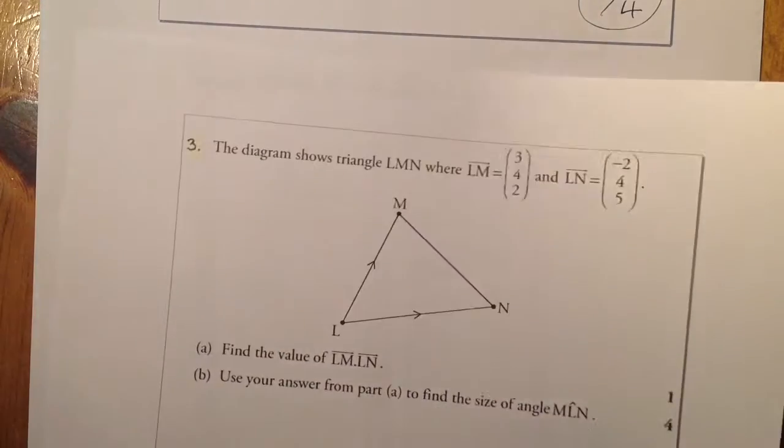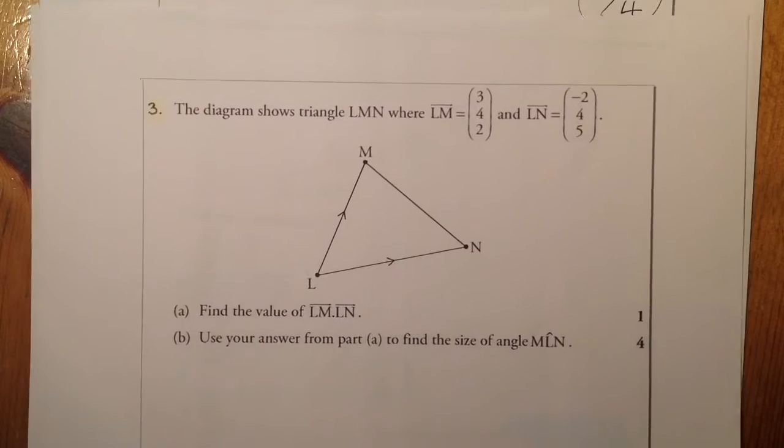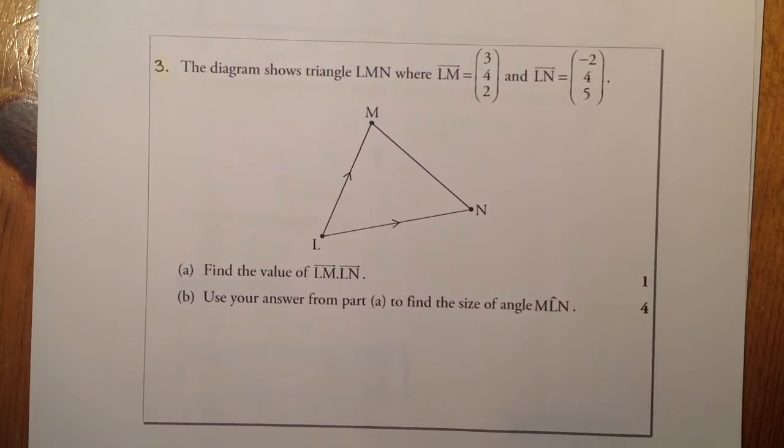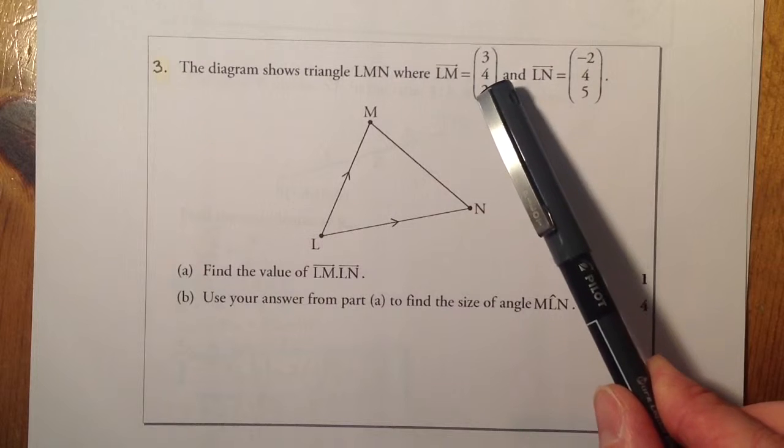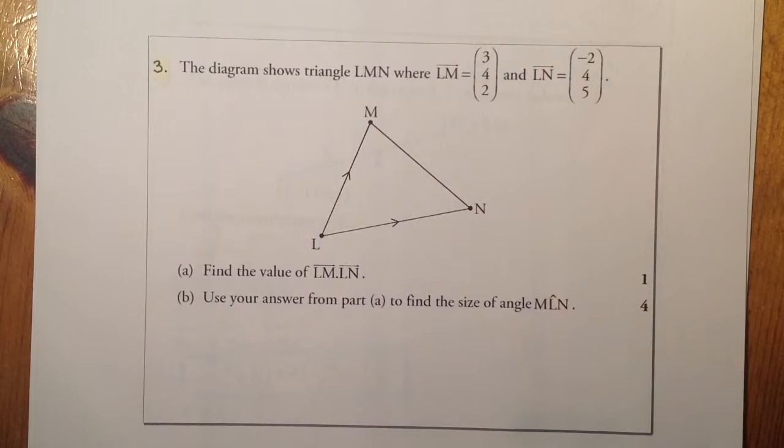Right, so let's look at question 3. Question 3, 5 marks worth in here. And what we're going to go for first of all is to find LM dot LN, the dot product of LM and LN. And we've got the vectors given up here in component form. Right, so let's go ahead and do that one. So I'll do this one up here.